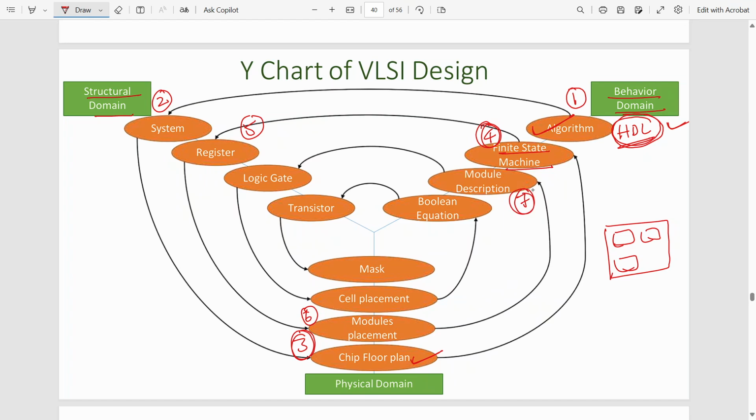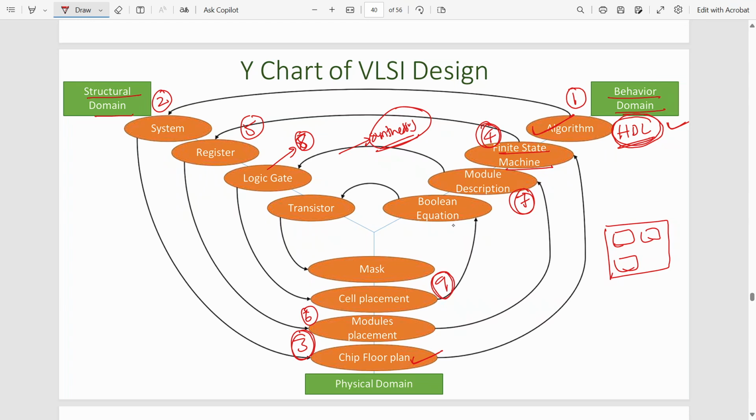Next, we do some synthesis. Synthesis is nothing but converting whatever the program is into a gate level netlist. That is, we are representing it in terms of gates, that is logic gates. After that comes cell placement, where we need to place the cells, that comes under placement.